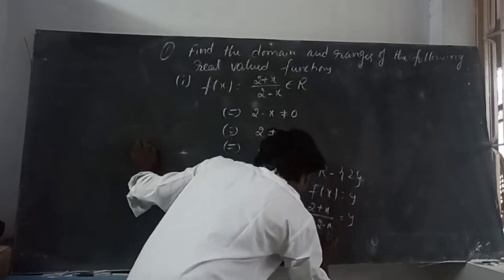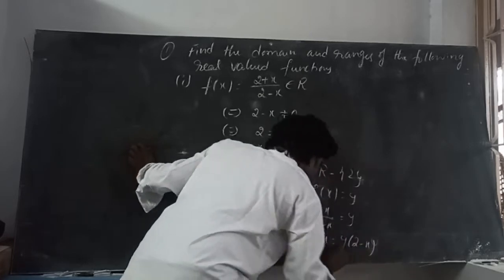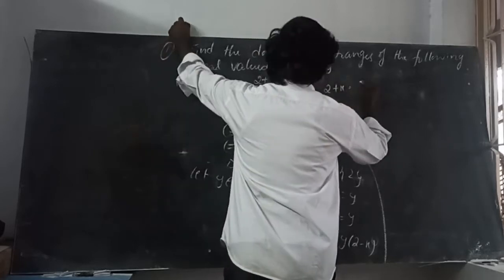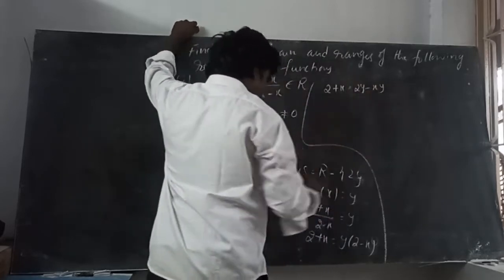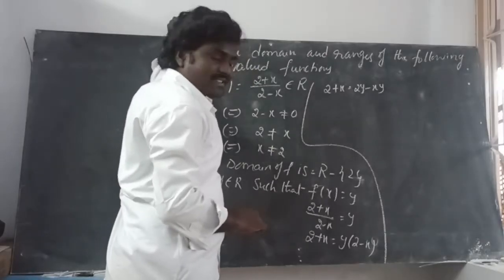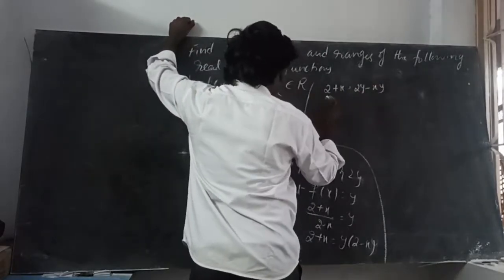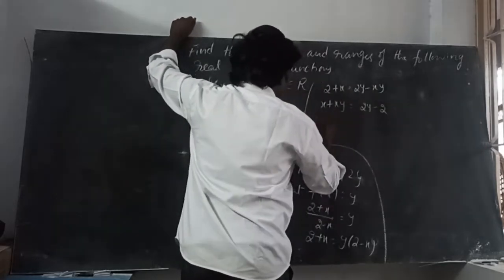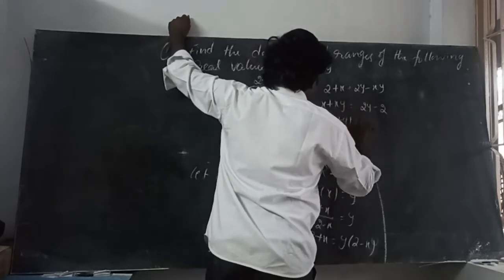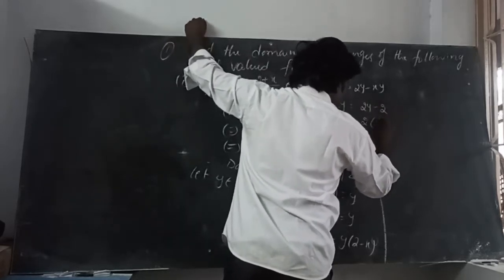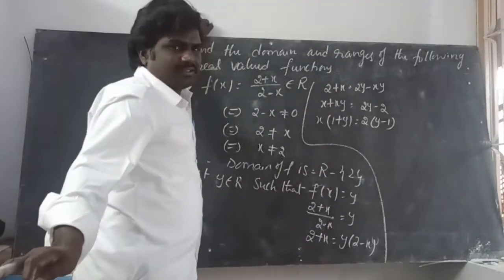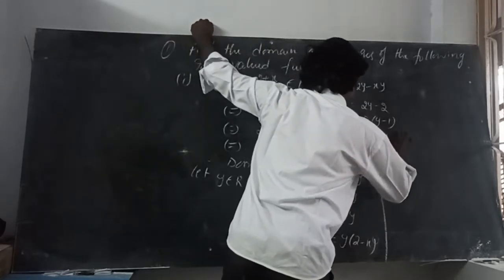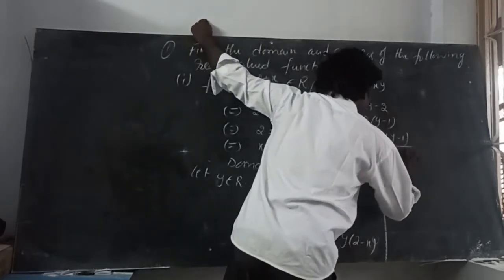So this we can write as 2 plus x is equal to y times (2 minus x). That is 2 plus x is equal to 2y minus xy. y into 2 is 2y, y into x is xy. So minus xy goes to the other side as plus, so x plus xy is equal to 2y minus 2. In the two terms on the left, the common factor is x, that is (1 plus y). In the two terms on the right, the common factor is 2, that is 2 of (y minus 1). So x times (1 plus y) is equal to 2 of (y minus 1), so x is equal to 2(y minus 1) by (1 plus y).